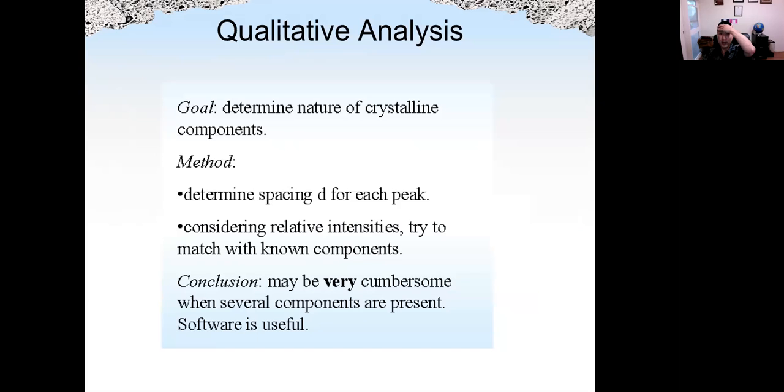So for XRD, we could have a qualitative analysis. The goal is to determine the nature of the crystalline components. We just know what types of crystals are inside the sample; we do not need to know the percentage of each crystal. We can determine the spacing d for each peak, and we can also consider the relative intensities at different angles, and use that information to match known components.